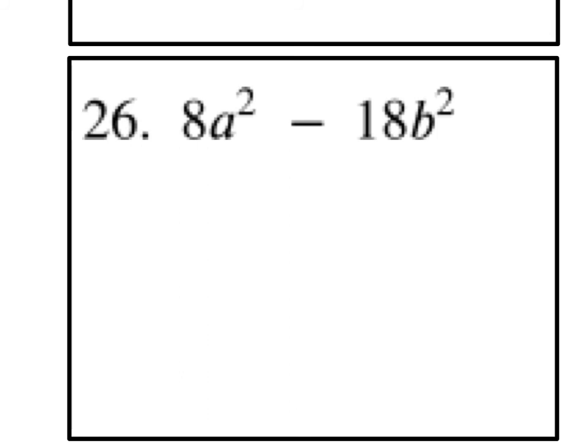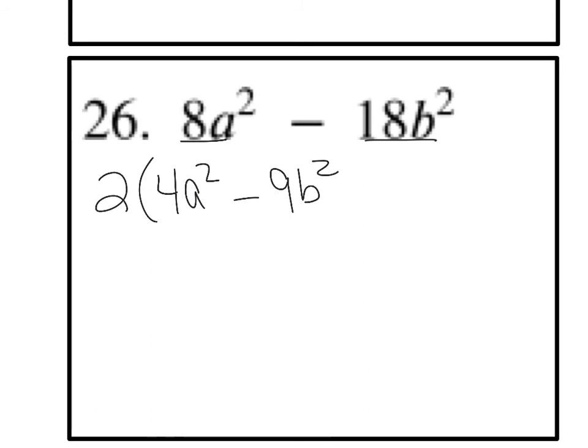And not perfect squares, right? So let's look for a common factor with 8 and 18. 4 will go into 8, but it won't go into 18. 6 will go into 18, but it won't go into 8. So it looks like 2. So it would be 4a squared minus 9b squared.